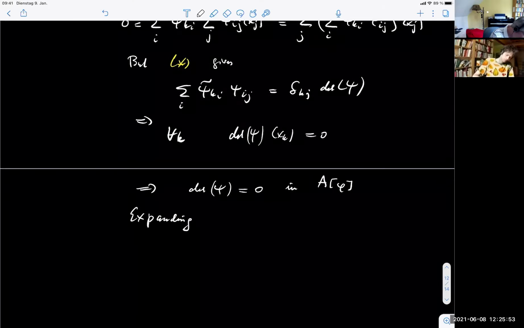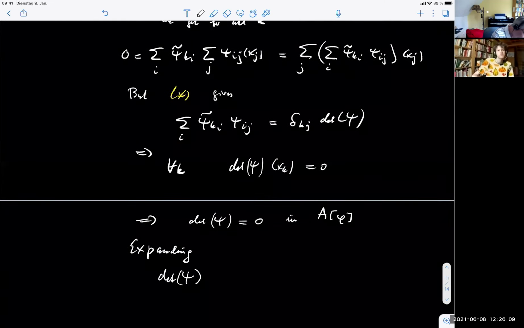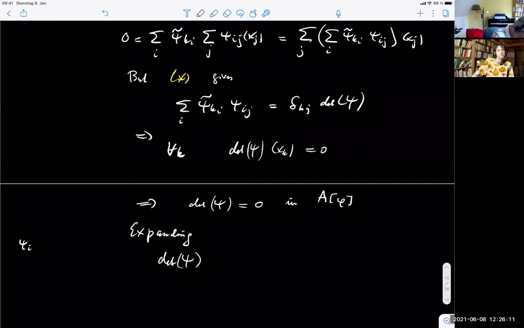So expanding the determinant. Basically, according to the definition, we don't have to expand it in every detail, we just think of what it is essentially. So maybe I rewrite what the psi was. The psi ij is delta ij phi minus this. If I expand it, I get phi to the n times something.